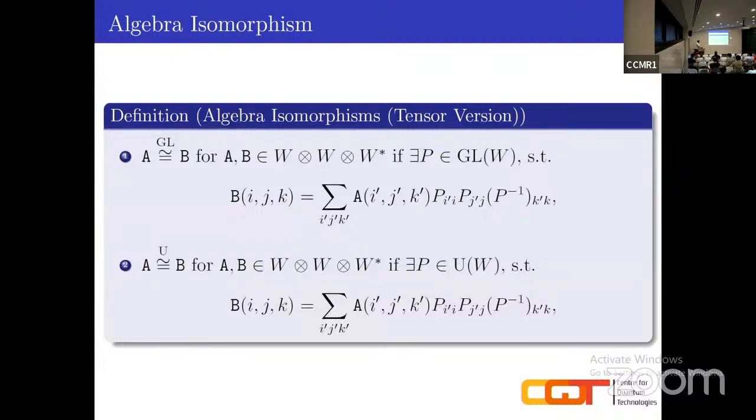Based on this notation, we can have our definition of algebra isomorphism in the tensor version. First is the algebra isomorphism over the general linear group. And since we want to study the algebra isomorphism under the unitary group, here is our second definition, where A and B are algebras over the unitary group, because we want to reduce LU equivalence to the algebra isomorphism over the unitary group.